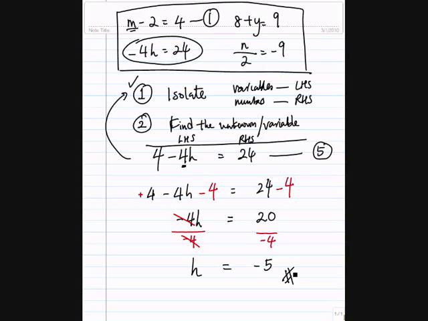To check if the solution is correct, you need to substitute h equals minus 5 into the equation. Substituting h equals minus 5, I will get 4 minus 4 times h, in this case minus 5. So I will get 4 minus 4 times minus 5, which is plus 20. So I get 24, which is the answer on the right hand side. So h equals minus 5 is the solution to the equation.